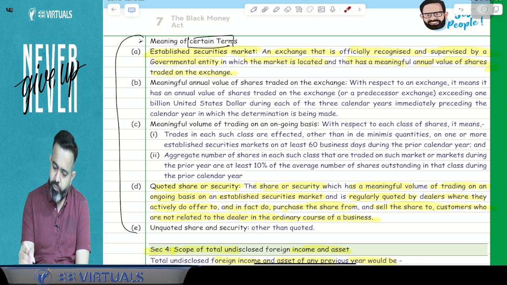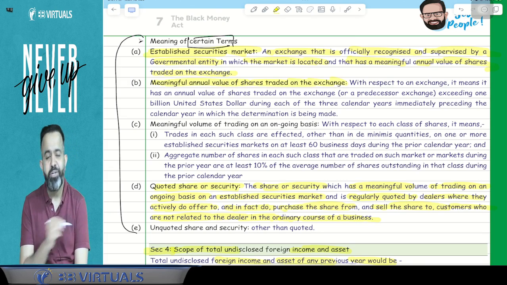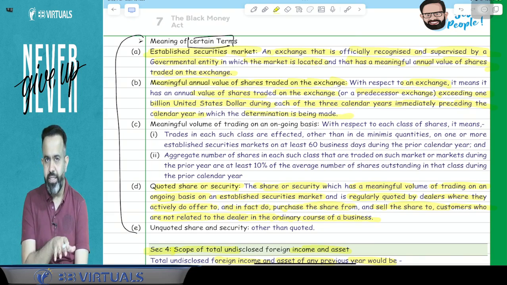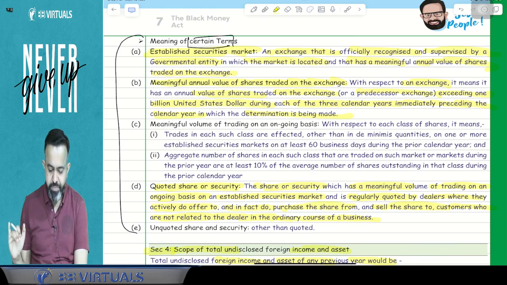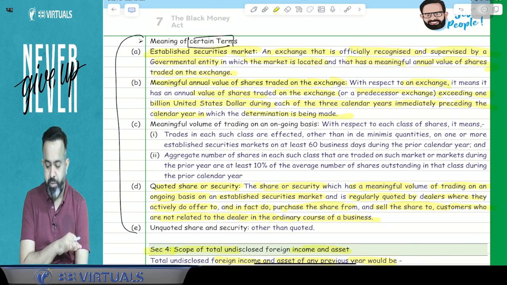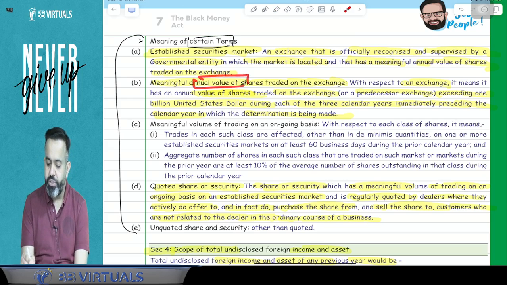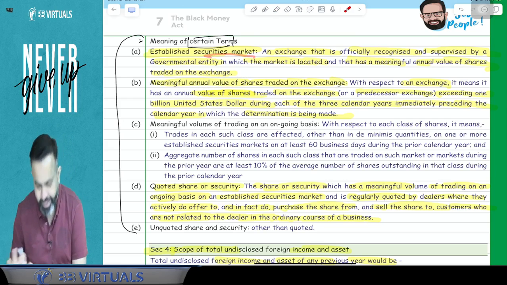But the question is now, okay, what do you mean by the meaningful annual value of the shares traded on the exchange? With respect to the exchange, it means it has an annual value of shares traded on the exchange or a predecessor exchange exceeding 1 billion United States dollars during each of the 3 calendar years immediately preceding the calendar year in which the determination is being made. So except the current year, in the last 3 years, in all the 3 years, if the traded share value is 1 billion USD, then that stock exchange will be known as having a meaningful annual value of the shares traded in the exchange. So guys, this is the definition part. There is no need to remember this.